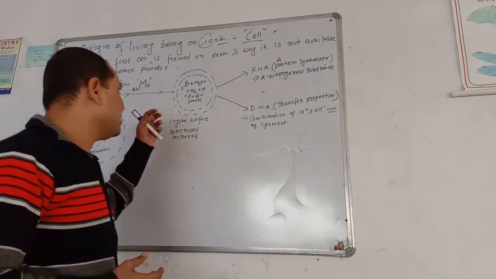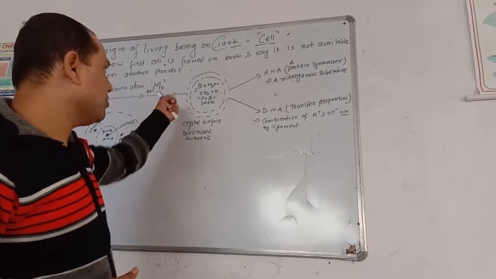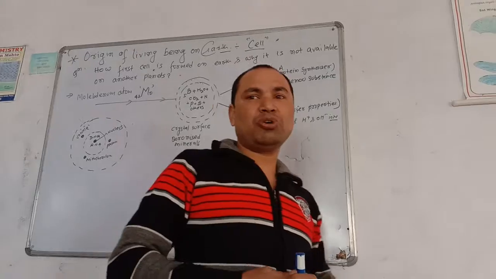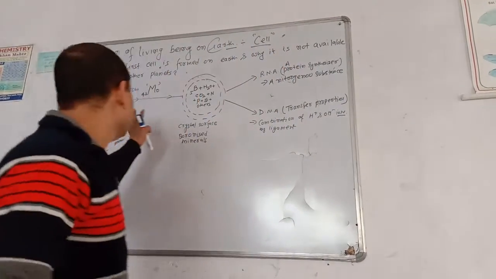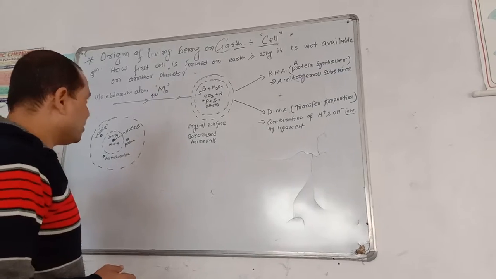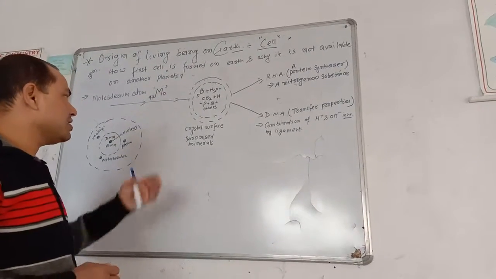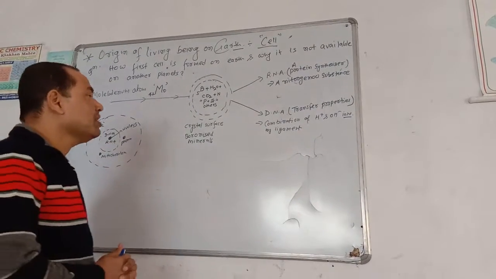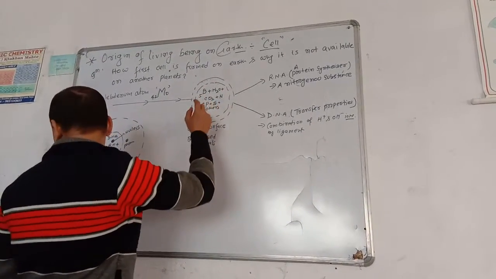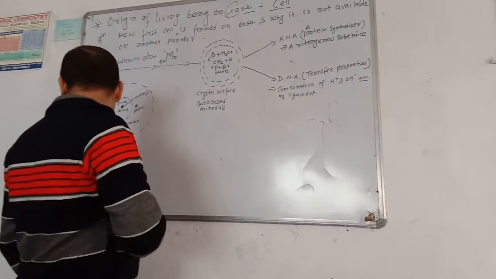At that time, a large number of crystal surfaces of boronized mineral were formed. So during that time, when the molybdenum atom passes through the crystal surface of the boronite mineral, this boronite mineral contains boron, some amount of water, and some amount of carbon dioxide.